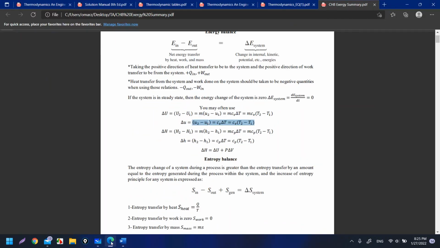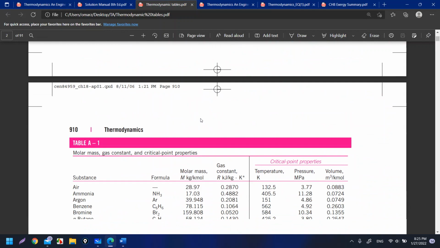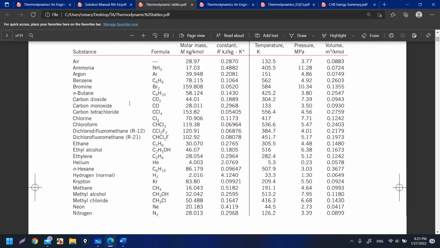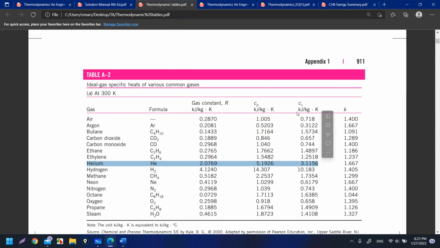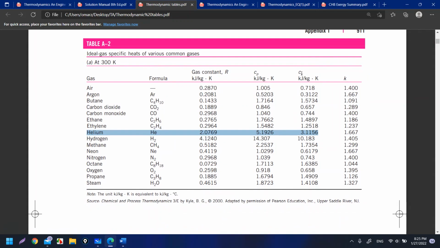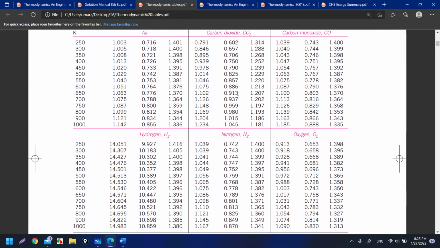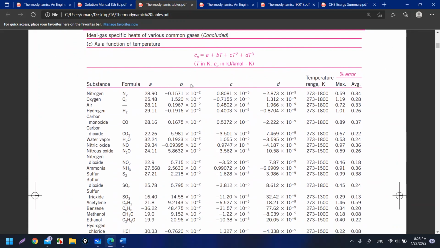You have to go to table A2. A1, A2, A3 will be used a lot with ideal gas. From A2, you can find here the helium, and that is the specific heat under a constant volume, CV. You will use it with delta U. Here for table A2, you have other gases. For this table, you will not use it.